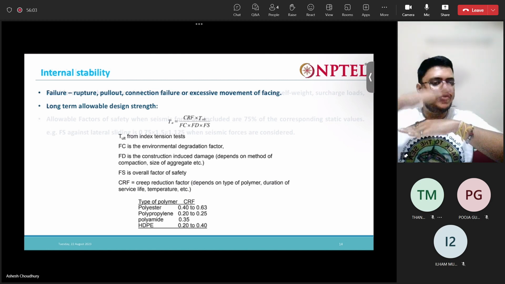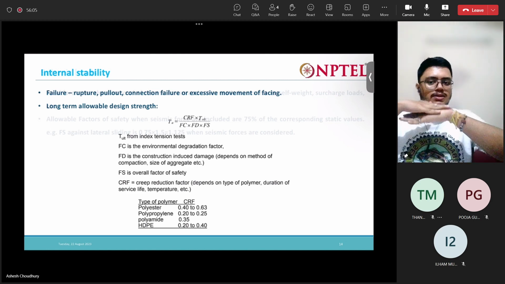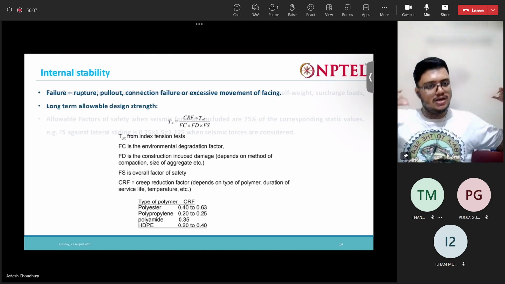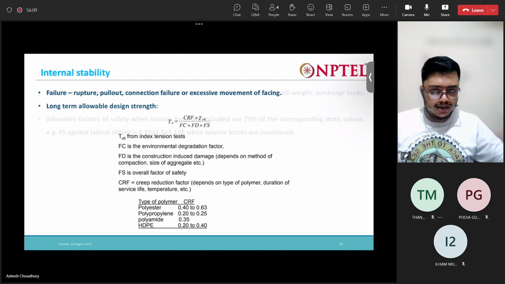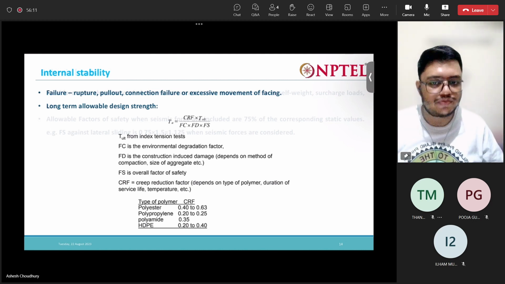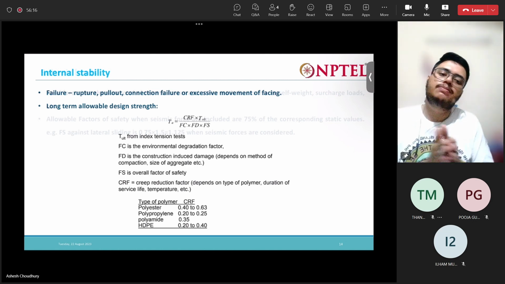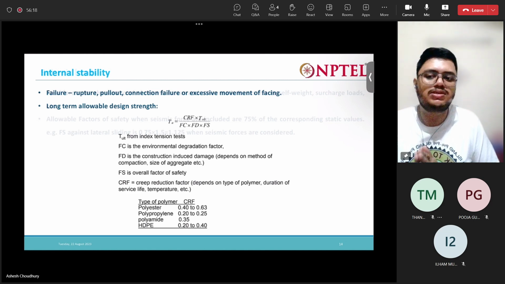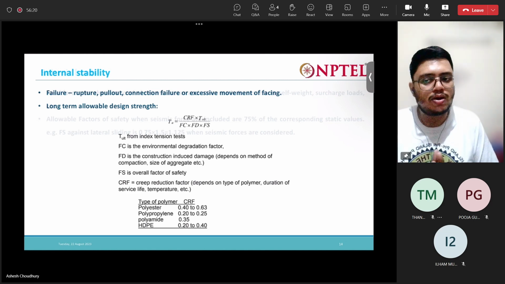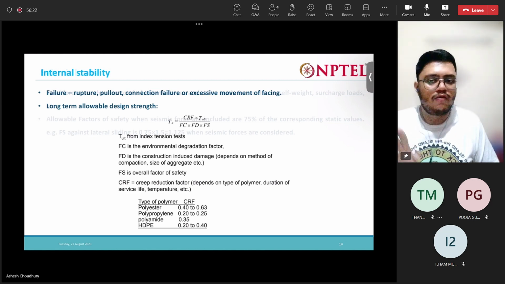So if there is loss of friction between the reinforcement and the soil, what will happen? This reinforcement will slide out, right? It will get pulled out of the soil mass. That is nothing but the pull out failure. So these are the two most important types of failure. One is the rupture failure and the other is the pull out failure.